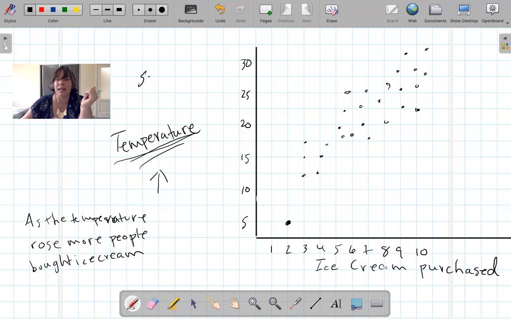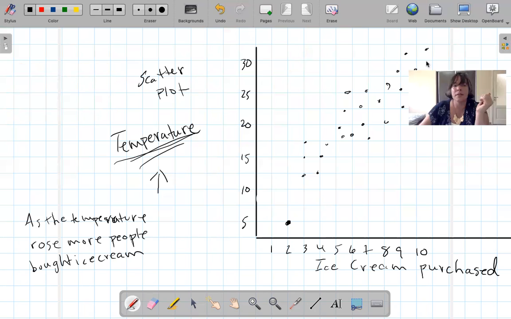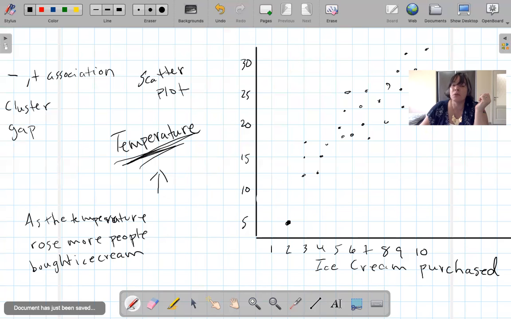These things are called scatter plots. We've learned negative and positive association. We've learned what a cluster is. We've learned what a gap is. And that's it. That's the whole lesson for today. It should be super easy for you. Just make sure when you're reading a graph that you see what it says over here and what it says over here, like this one is temperature and this one is ice cream purchased, and you can look at the graph and interpret it.